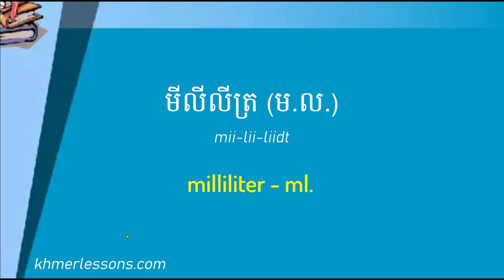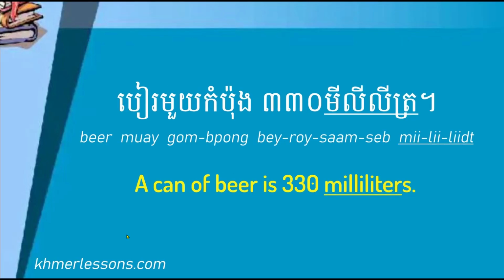Milliliter. Milliliter. In Khmer, millilit, millilit, ba. A can of beer is 330 milliliters. Ba, here I refer to a small can of beer, na, because they have a big can of beer with 500 milliliters, right? Okay, so this one I refer to the small one.